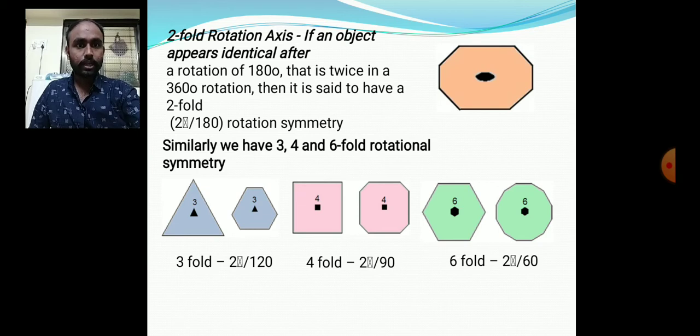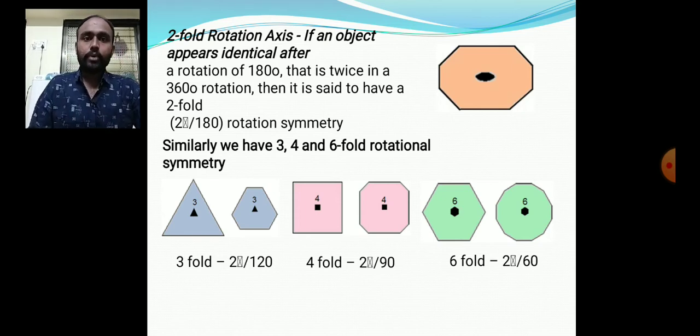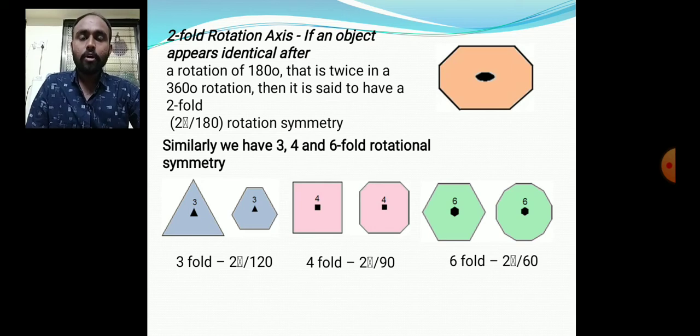By how much angle do you have to rotate? 180 degrees. And 180 degrees means in one complete circle, how many times 180 degrees? 2 times. That is why it is two-fold symmetry. Similarly, we can have three-fold symmetry, four-fold symmetry, and six-fold symmetry.